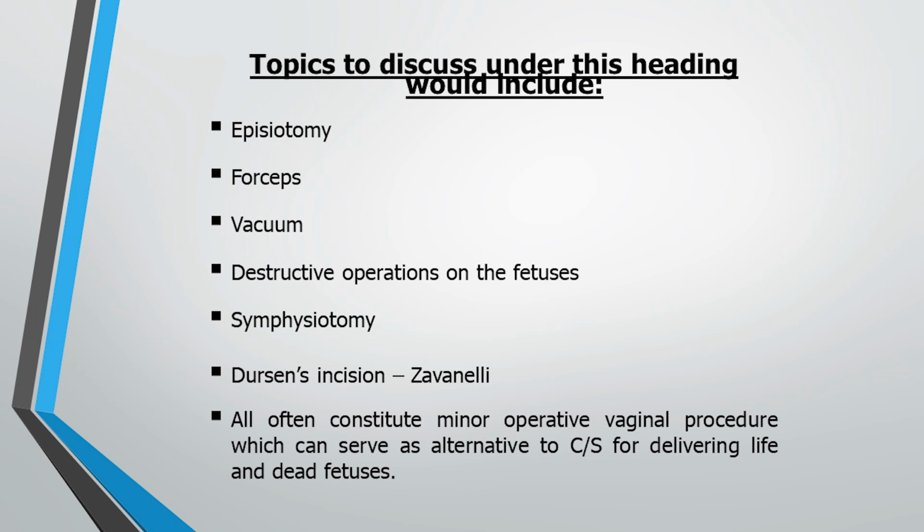Once again, episiotomy, forceps, vacuum, destructive operations on the fetuses, and symphysiotomy. All of these constitute active vaginal procedures that can be used to effect delivery of the fetuses in certain situations. We shall start with episiotomy.